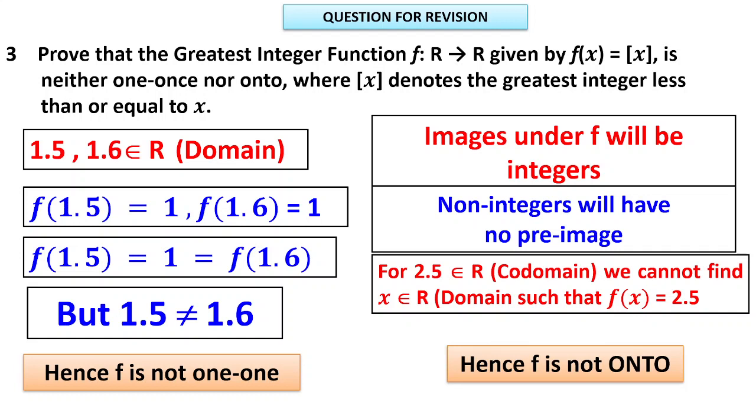Be careful. Once again, I want to repeat. If the domain and the codomain are changed, you may get this as a bijective function. It is a real number to real number.